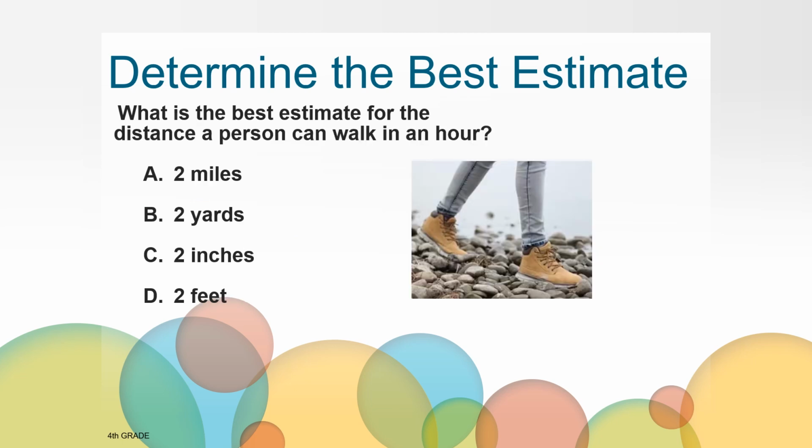What is the best estimate for the distance a person can walk in an hour? A, 2 miles, B, 2 yards, C, 2 inches, D, 2 feet. The best estimate for the distance a person can walk in an hour is A, 2 miles.